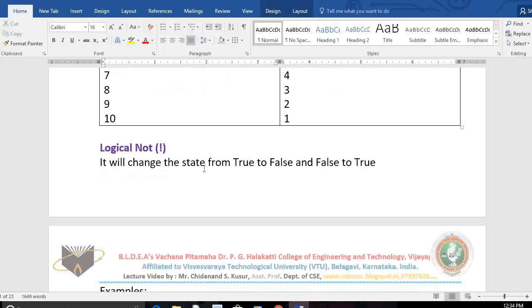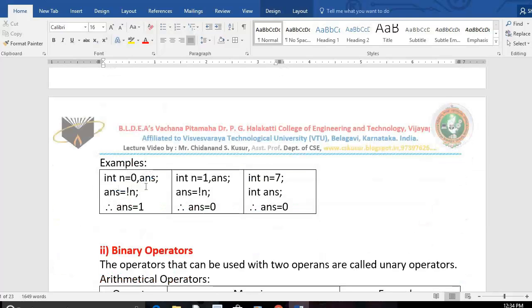Don't worry. Logical NOT will change the state from true to false and false to true. Int n equals 0. N has 0. Answer does not have anything yet. Answer equals not n. 0 will be converted into 1. Answer equals 1. Int n has 1. Answer equals not n.